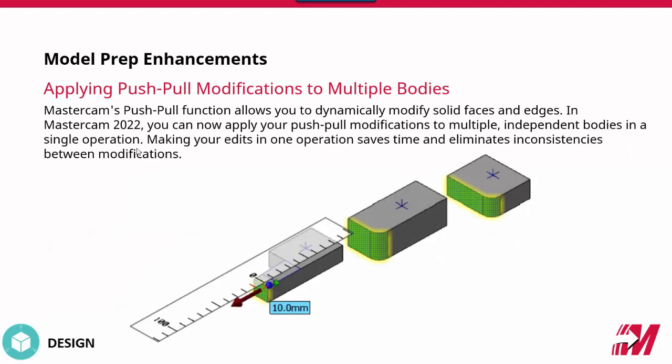Going into some more design stuff here, push-pull came out several revisions ago. It's been a really popular function. It allows us to click a face of a model and pull it out or push it in. We've only been able to do that on one solid body at a time. Now with Mastercam 22, we can select multiple solid bodies all at once and push-pull them at the same time.